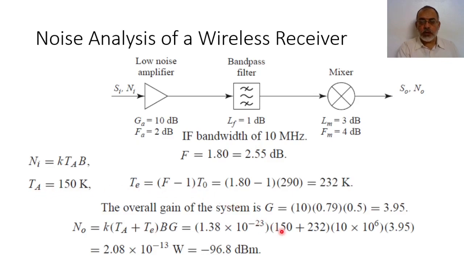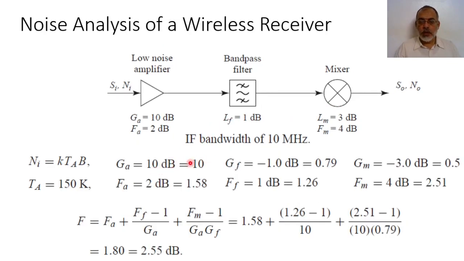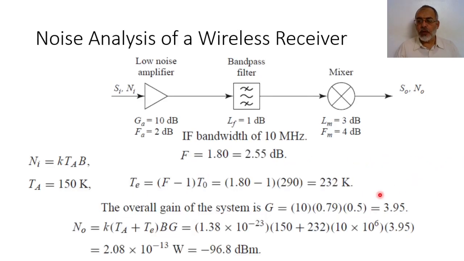The noise temperature for the antenna is 150. The equivalent noise temperature for the total receiver is 232. The value of the bandwidth is 10 megahertz, 10 multiplied by 10 to the power 6. And the total gain here is the gain of the amplifier multiplied by the gain of the filter multiplied by the gain of the mixer. The gain of the amplifier is 10, multiplied by the gain of the filter, 0.79, multiplied by the gain of the mixer, 0.5. So the multiplication, 10 multiplied by 0.79 multiplied by 0.5, is 3.95. So this is the total gain of this system. Now by calculating this, we can obtain the output noise. The output noise in this case would be 2.03 multiplied by 10 to the power minus 13 watt.